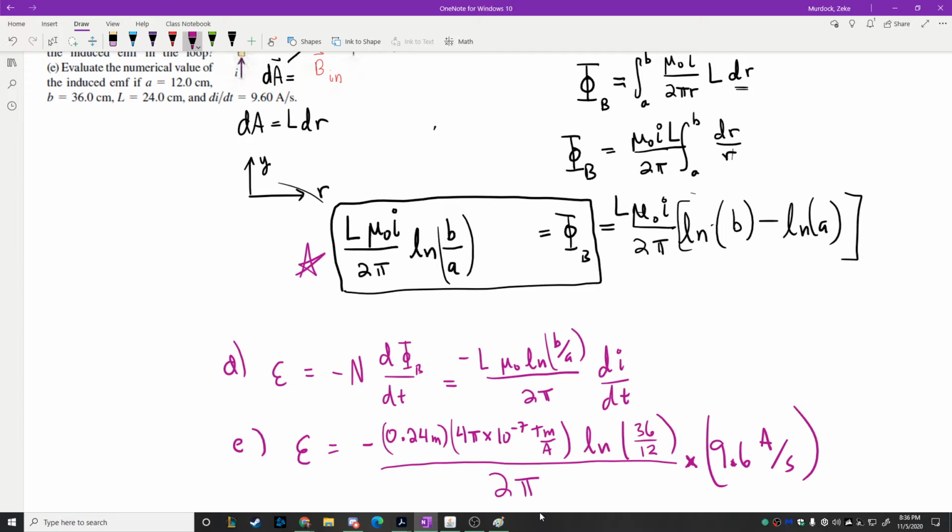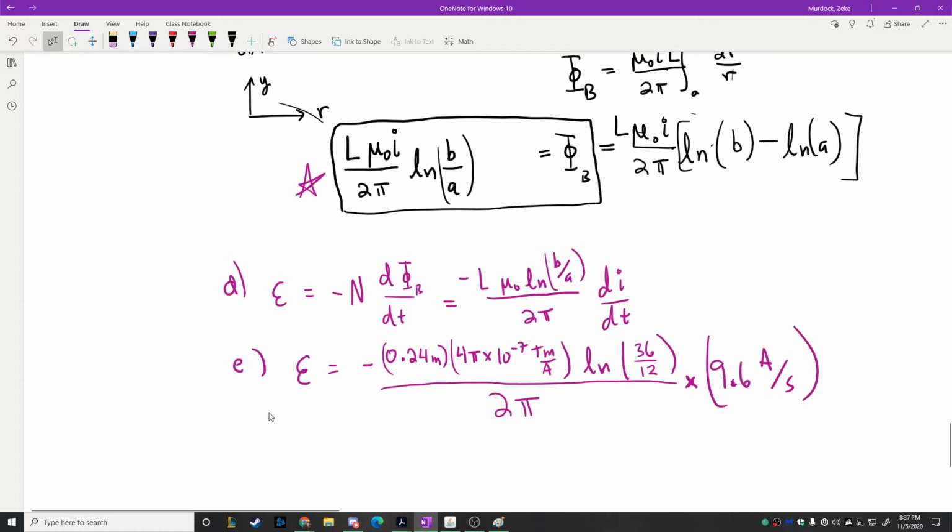I got 5 times 10 to the negative 7. You always get really tiny numbers whenever n is 1. All right, so E is equal to, there's a negative sign, we'll just do absolute value. I got 5.1 times 10 to the negative 7 volts.